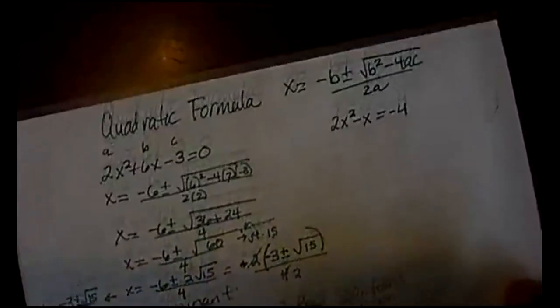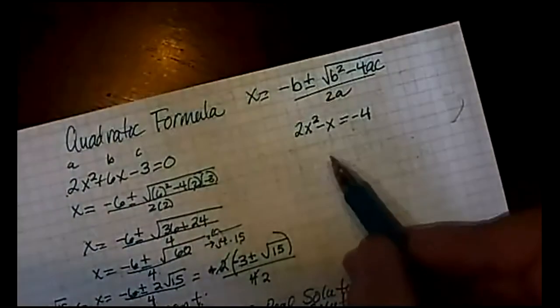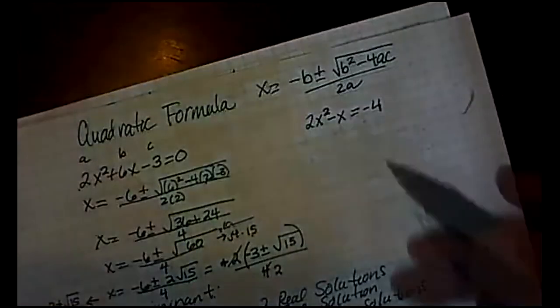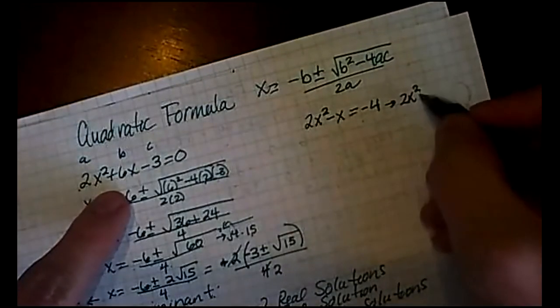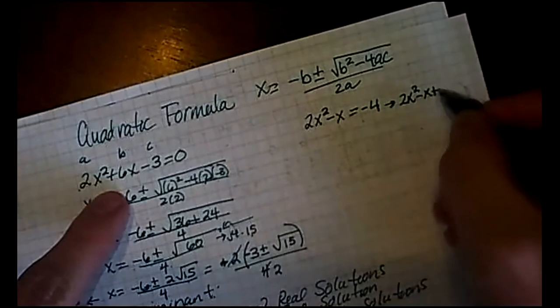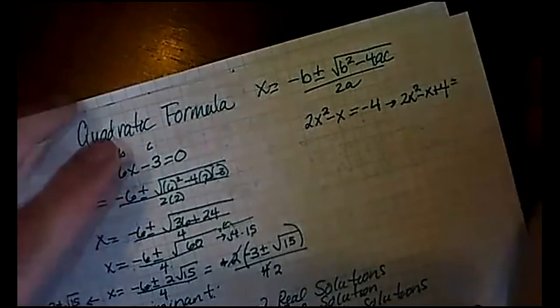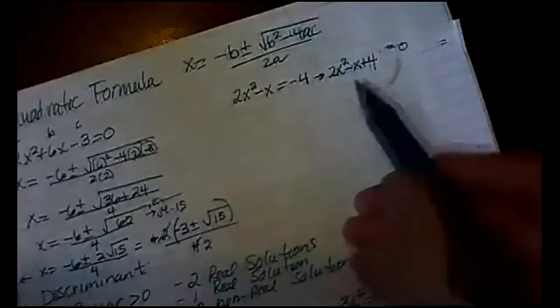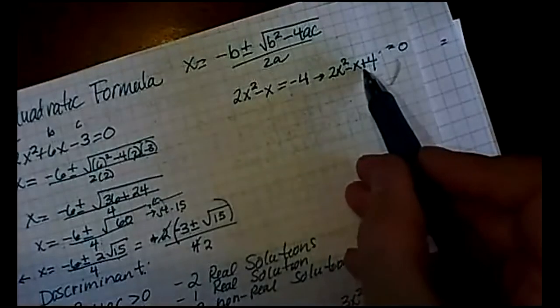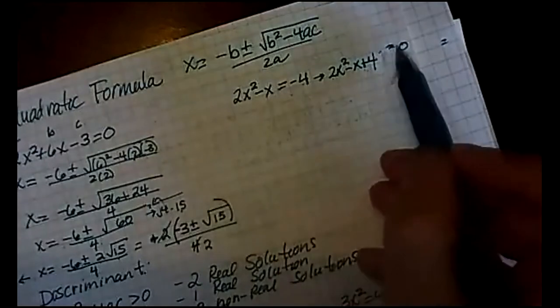All right, let's do another one real quick here. So here we have, now this one, remember we need to have everything on the same side of the equal sign so that our signs are right. So minus x, so I'm going to add 4 to both sides, and run out of room there, equals 0. All right, so I have 2x squared minus x plus 4. All we did was add 4 to both sides here, equal to 0.